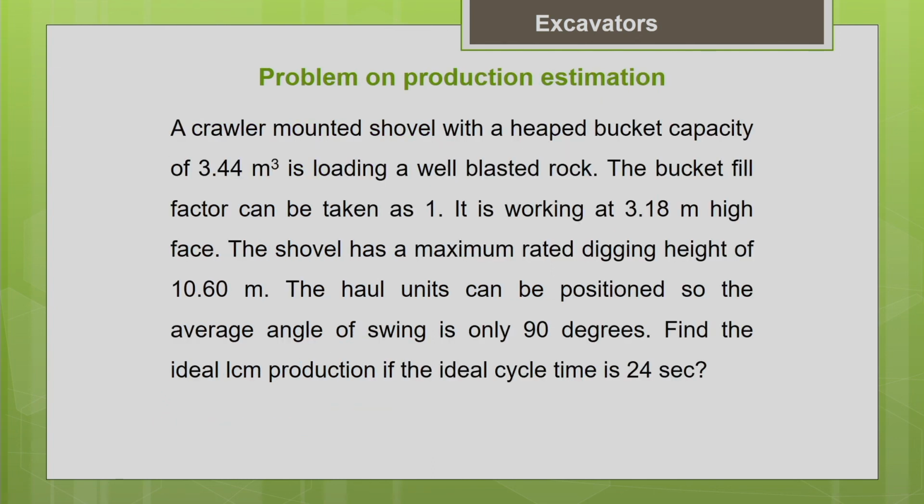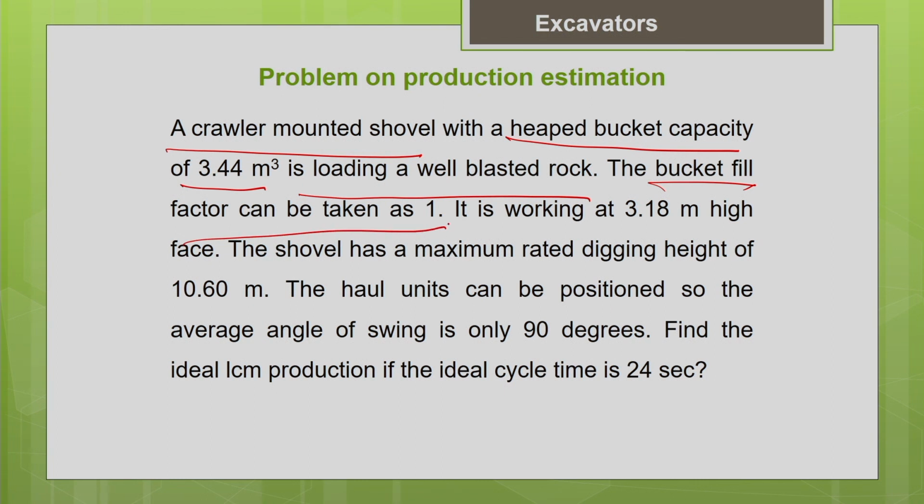Now, let us work out a problem on the production estimation. A crawler mounted shovel with a heaped bucket capacity of 3.44 meter cube is loading well blasted rock. The bucket fill factor can be taken as 1. Okay, depending upon the material type, we are supposed to take the bucket fill factor. It is readily given to you in this question as 1. It is working at a 3.18 meter high face. So, that means the actual height of cut of material is 3.18 meter.